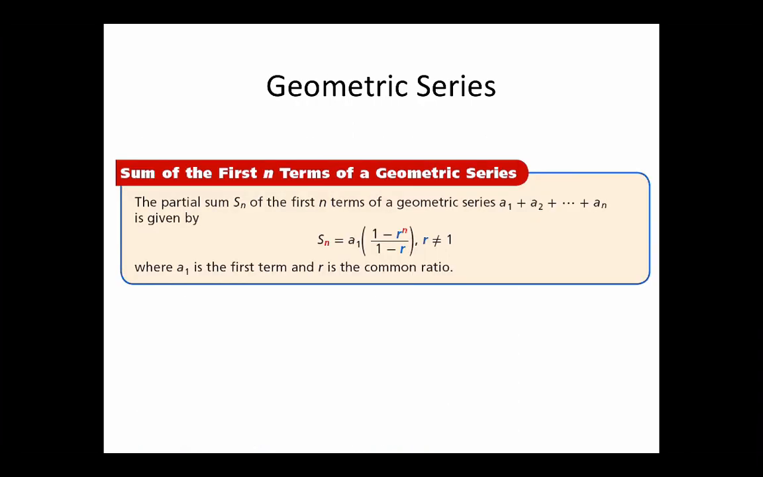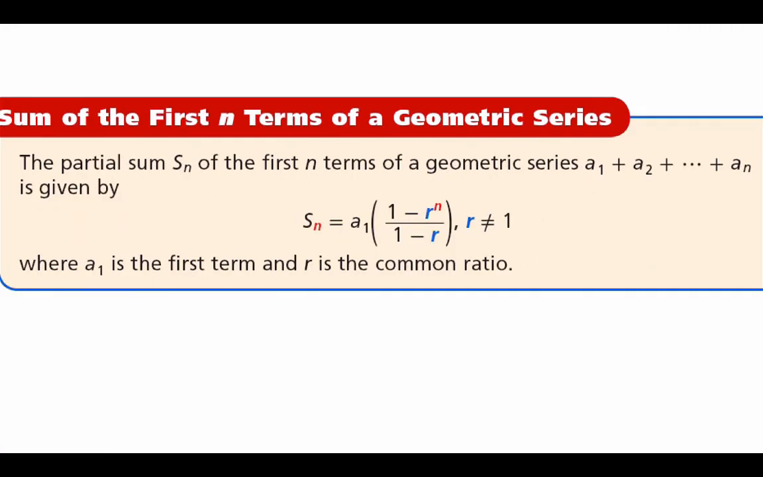But to shorten this process, there is a pattern that we can use here. The partial sum S sub n of the first n terms of a geometric sequence. So if we're doing 50 terms, n would be 50. It's a sub 1 plus a sub 2 plus a sub 3, all the way until you get to the end. So if it was 50 terms, the last one would be a sub 50. So it's going to be S sub n equals a sub 1 times (1 minus r to the n) over (1 minus r), as long as r is not equal to 1.